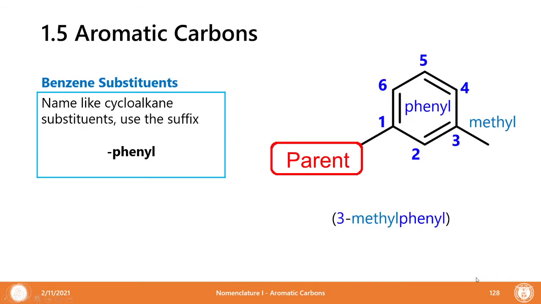So benzene substituents, however, when they are connected to a parent chain, we use the word phenyl. In this case, the position 1 of a phenyl group is always the carbon connected directly to the parent chain. So that's 1, 2, and then 3. In this case, we have a methyl group connected to the phenyl group. So the complex substituent in this case will be termed 3-methylphenyl. So for substituents, we use the phenyl suffix.